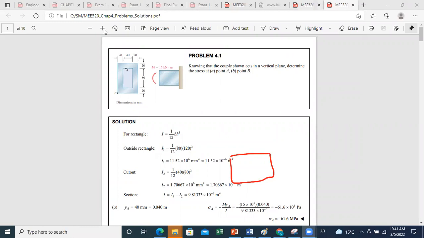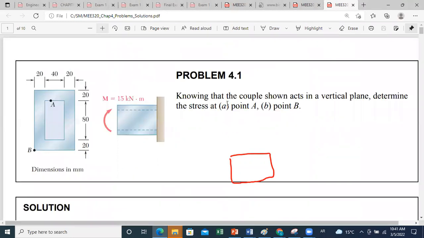Okay. In this problem, knowing that the couple shown acts in a vertical plane, determine the stress at point A and point B. So here we have two views of our beam. We have first, if you want, the profile view showing us the loading to which this beam is subjected. And as you can see, it's only subjected to a couple.